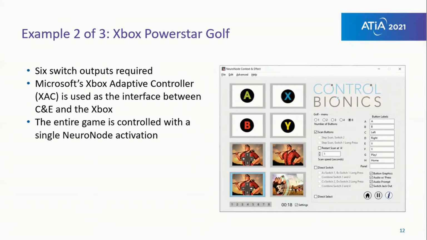We need, rather than just 2 switch outputs like we did with the OB dining robot, we need 6 outputs. A and B and X and Y buttons, and then left and right from the crisscross joystick buttons on the controller. So 6 controls altogether, but we're accessing all of them with a single NeuroNode activation.